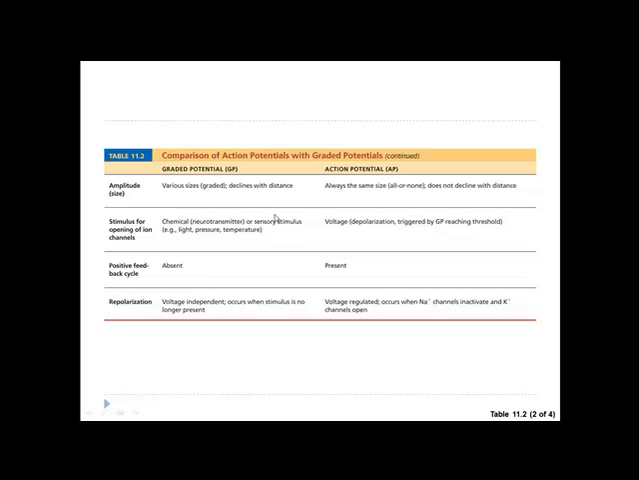With our graded potential, they can be chemical or sensory stimulus. Action potentials are only going to be voltage. Graded potentials are going to have an absent positive feedback cycle, and our action potentials will have a positive feedback cycle. And then these guys, they don't need to always repolarize. These guys need to repolarize.